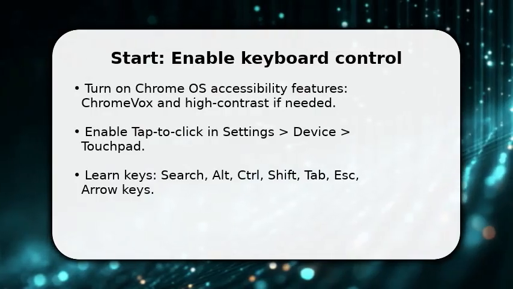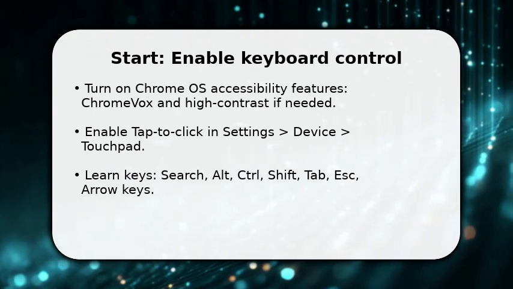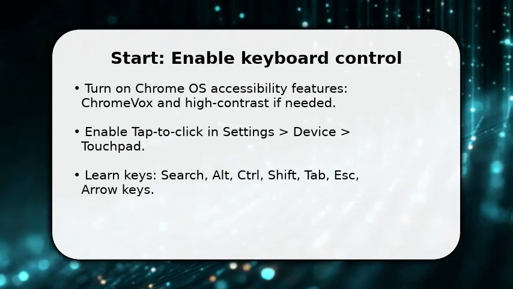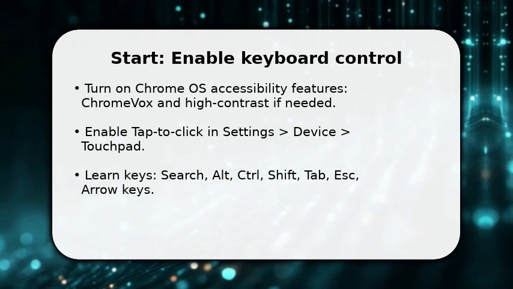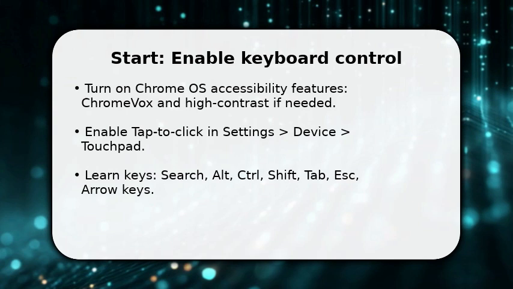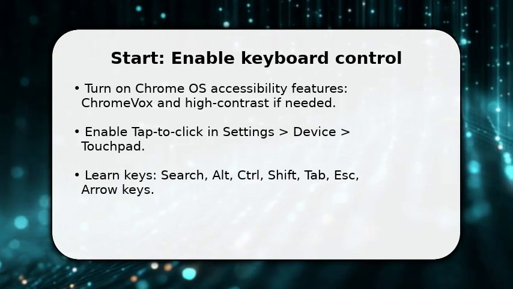You begin by preparing the Chromebook for keyboard-only use. Open Settings and enable Tap-to-Click and ChromeVox if you want spoken feedback. This gives immediate navigation cues. Make sure the search key functions as your launcher modifier.